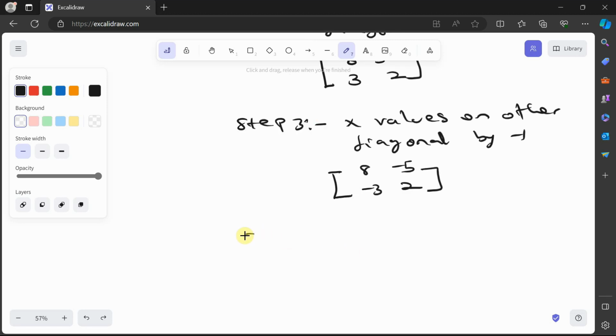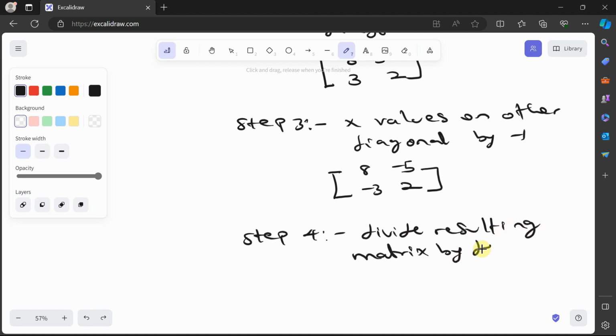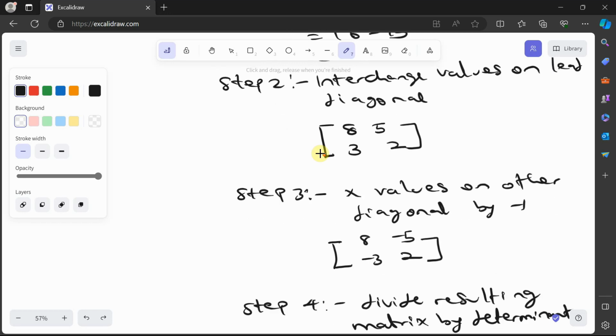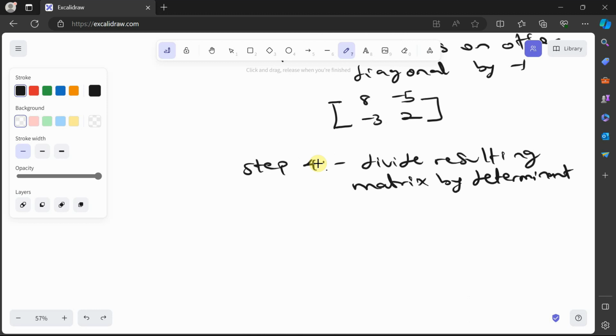So step 4 now says that we should divide the resulting matrix by the determinant. If I were to solve this question in WAEC or for my school exam, I would actually state everything: step 1, step 2, step 3, step 4. Because you don't want to make your lecturer or your teacher or your external examiner assume what you are doing.